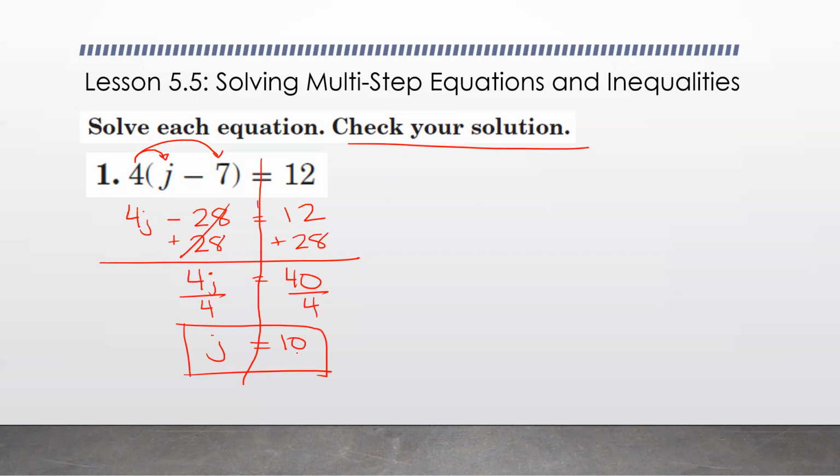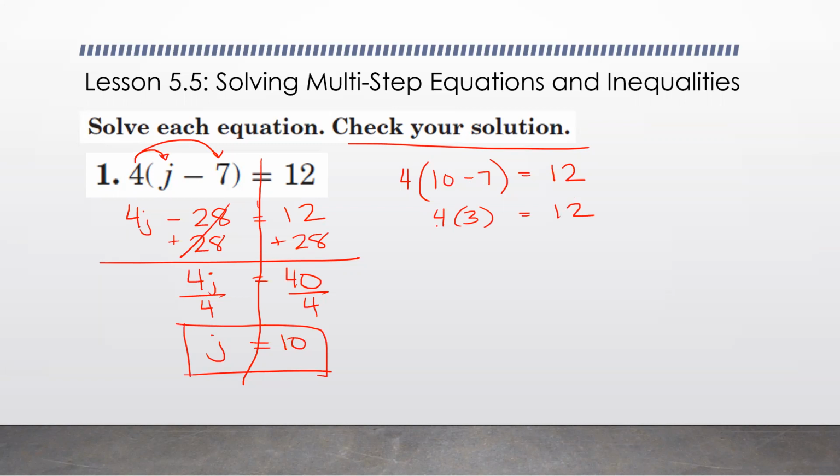So you plug in your answer into the original equation. So 4 and in parentheses j minus 7. So instead of j, I'm going to put 10 minus 7, and I should get 12. If I get 12, then I know I'm 100% correct. So now I need to follow order of operations. So I do what's inside the parentheses first. So that's 10 minus 7, which is 3. I'll keep that in parentheses.